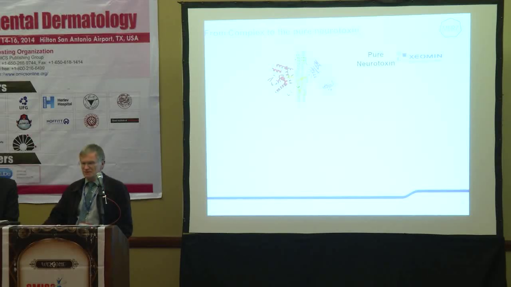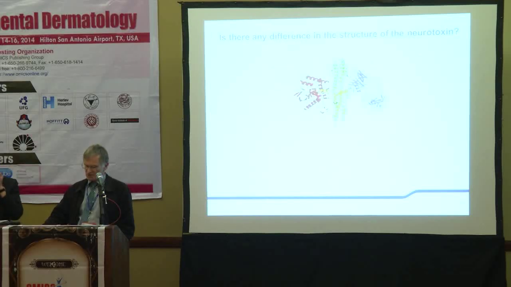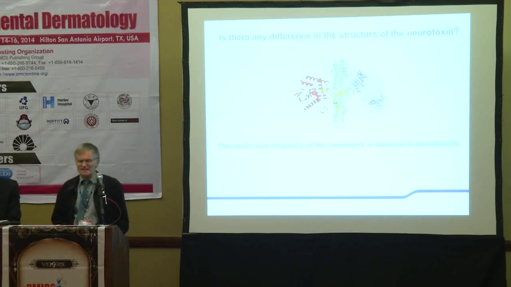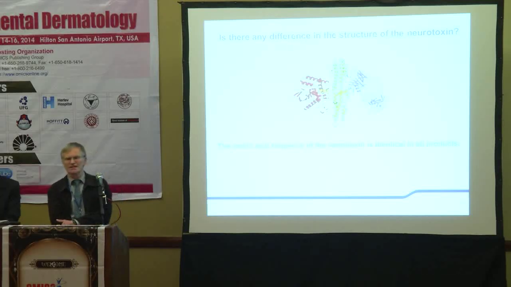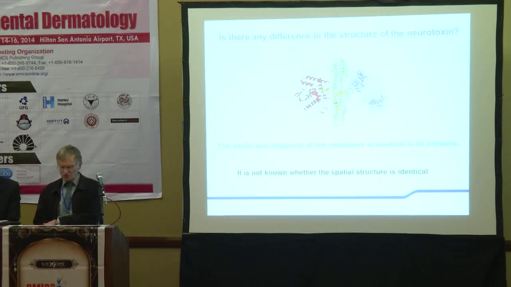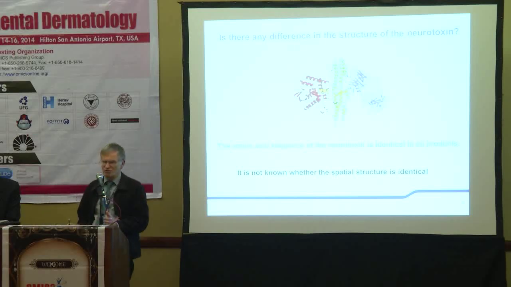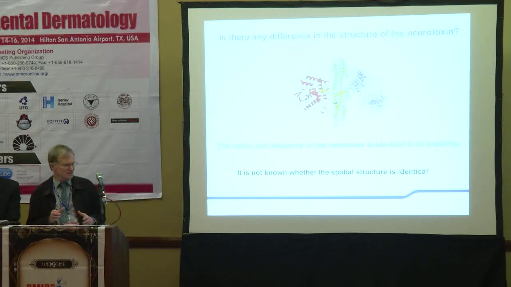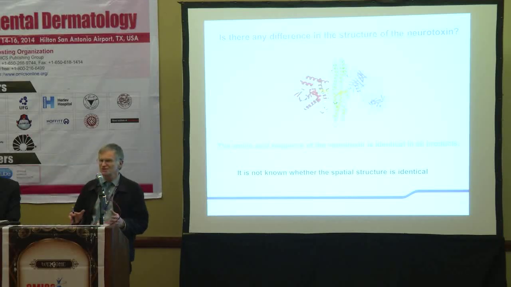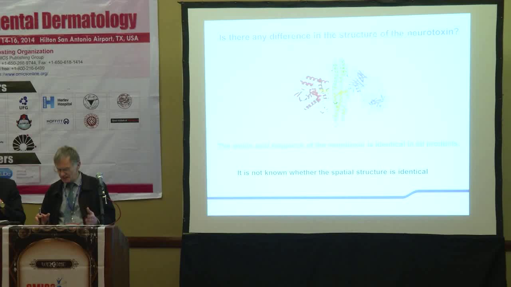So Xeomin is based on the pure neurotoxin with no other Clostridial proteins. Is there any difference in the structure of the neurotoxin of the different molecules? Well, the amino acid sequence of all the neurotoxin molecules in the different products is identical. But we do not know whether the spatial structure, the conformation of the protein, is really identical. And remember what I said, the process is the product. So the process can influence the conformation. We don't know that in detail.